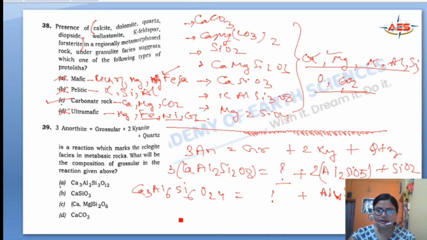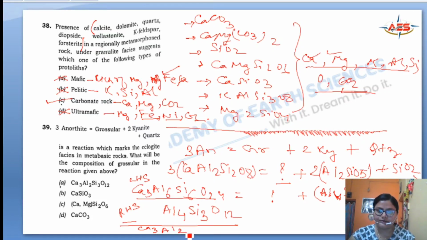SiO2. Now see, we have on the left hand side this part, and on the right hand side, after adding these two, we will have Al4 Si3 O12. Okay, now subtract the right hand side from the left hand side, then what we will have is Ca3, Al6 minus 4 is 2, Si6 minus 3 is 3 and O24 minus 12 is O12. So the answer is Ca3 Al2 Si3 O12, which is option A for 39. Option A is correct.